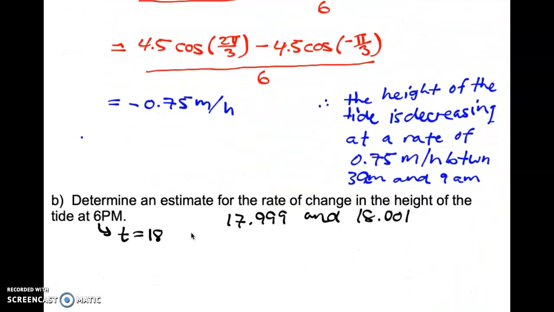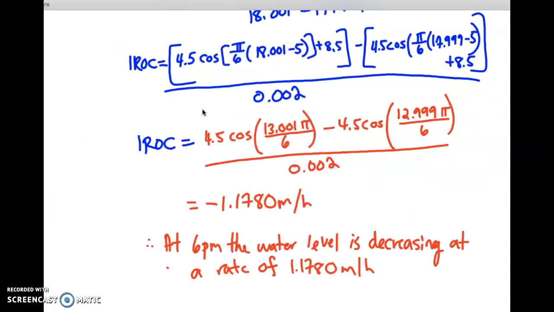Now for our next example, it's saying determine an estimate for the rate of change in the height of the tide at 6 p.m. 6 p.m. is really 18 hours after midnight, so that is our t value. And then remember, for instantaneous, we're going to subtract 0.001 and add 0.001. So that's how we get 17.999 and 18.001. So give this one a try. Okay, so if you plug it in, this is what you would get as your final answer.